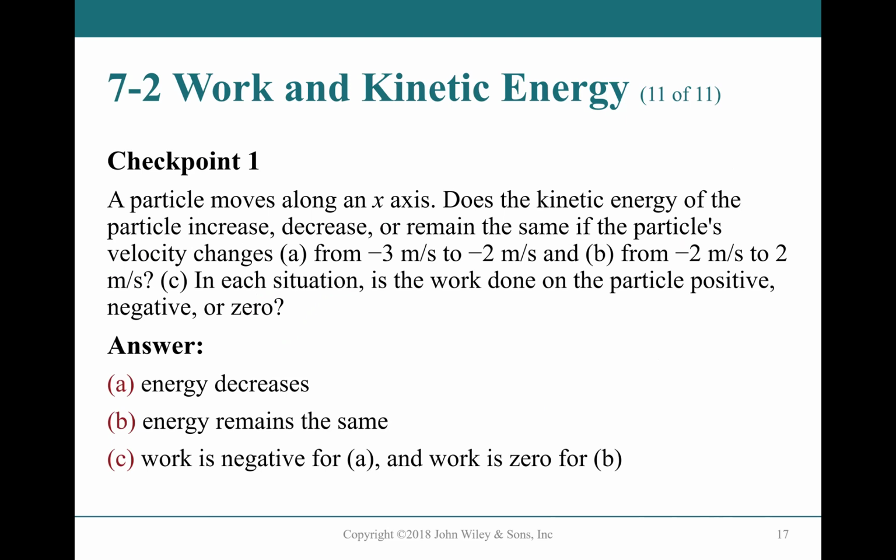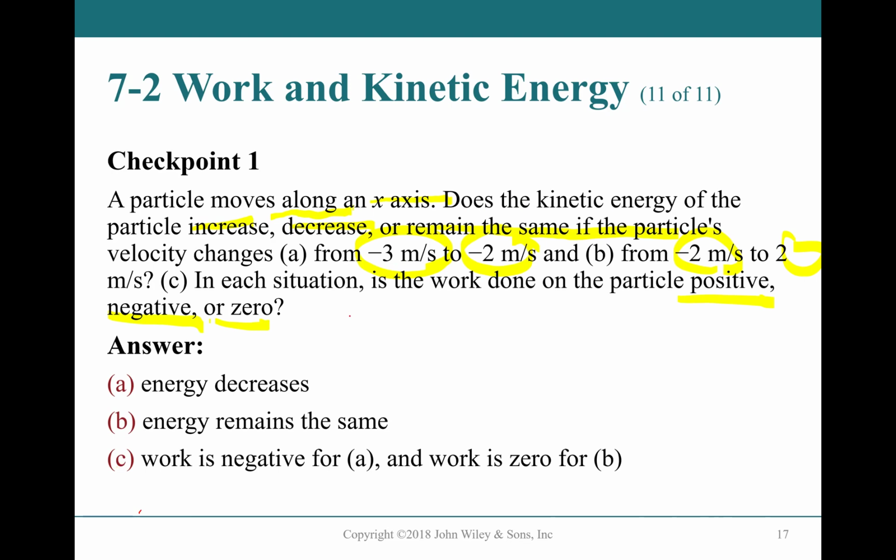So we can take a look at an example that involves some calculation. A particle moves along an x-axis. Does the kinetic energy of the particle increase, decrease, or remain the same if the particle's velocity changes from -3 to -2, and from -2 to 2? And in each situation, is the work done on the particle positive, negative, or 0? So how to calculate this?